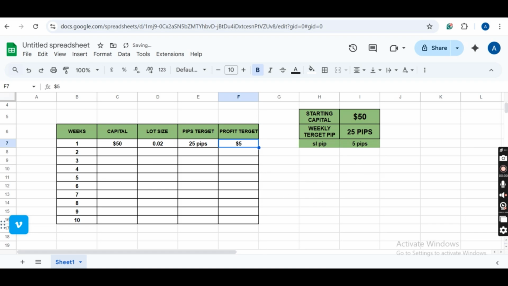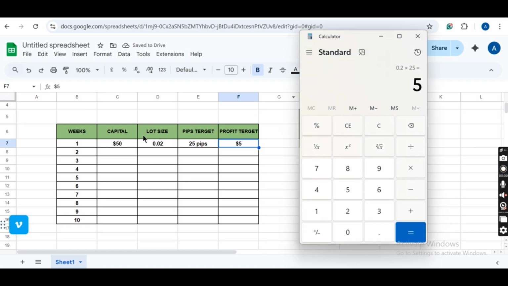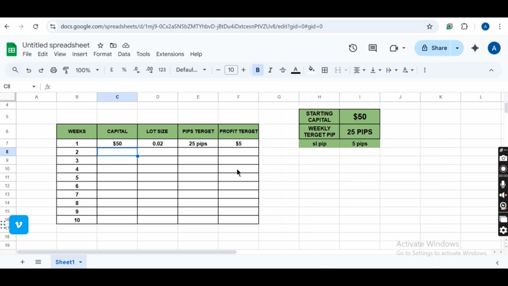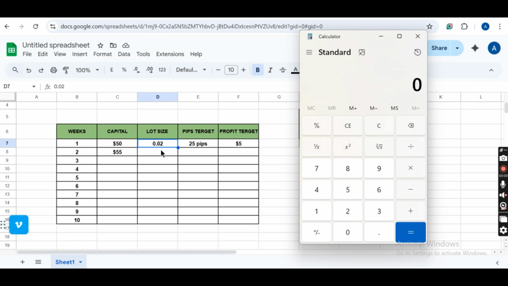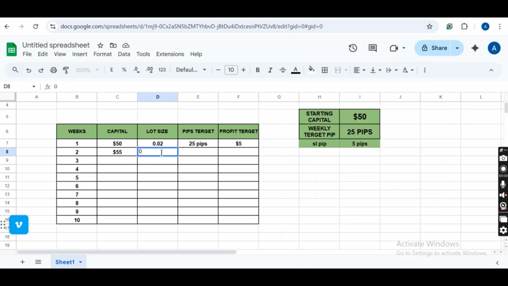Do you understand? If we look, at the end of week 1 we are expected to finish with a profit of $55, with the profit that we make in the first week. So in week 2, we are going to start trading with $55. Since we already reached our target, we are doubling the lot size now from 0.02 to 0.04 lot size.